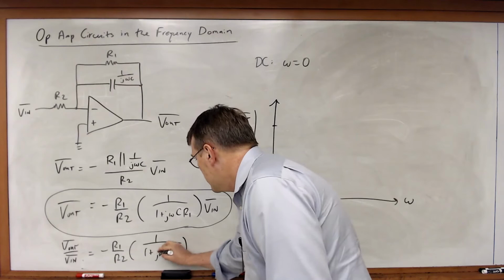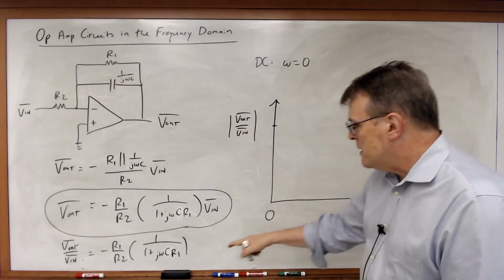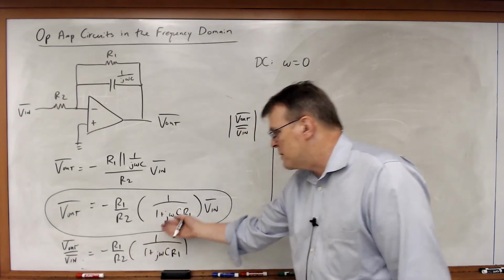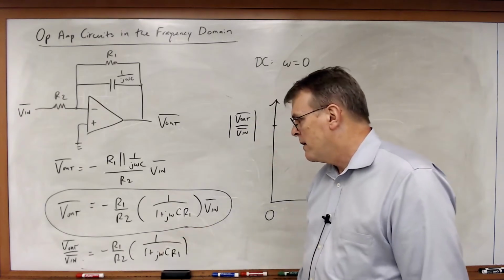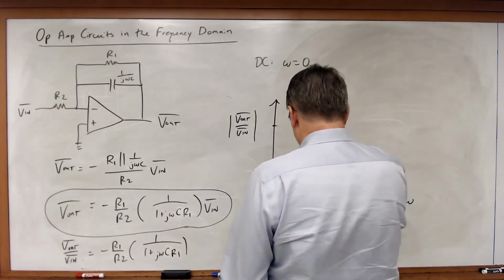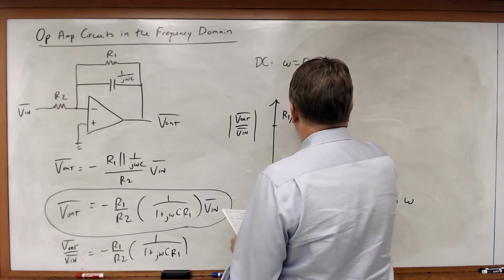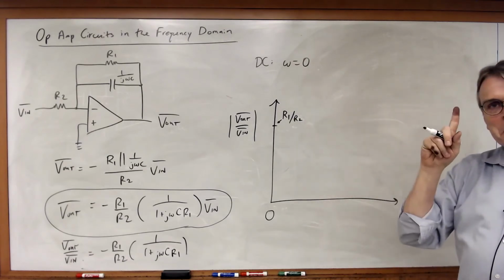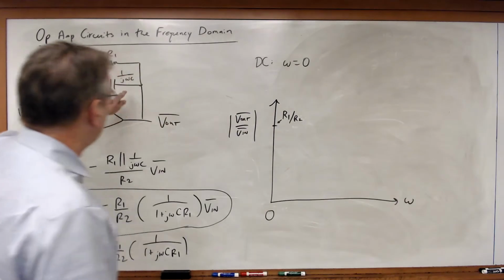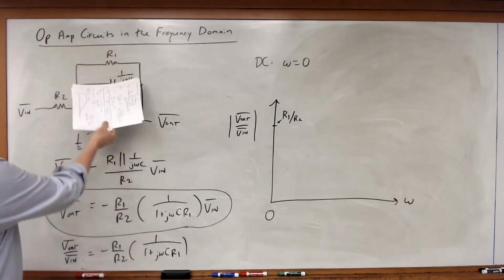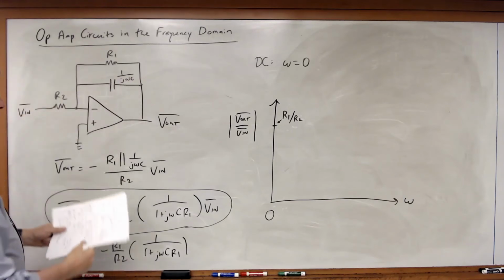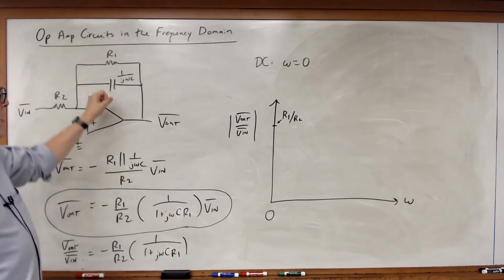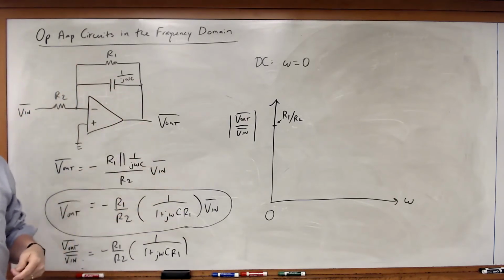Looking at this, if omega is equal to 0, that term is equal to 0, so we just get R1 over R2, since it's 1 divided by 1. So down here at DC, the value is just R1 over R2. When omega is equal to 0, this capacitor becomes an open circuit. What do we have? R1 over R2. That's the magnitude. It's just an inverting amplifier. At DC, the capacitor becomes an open circuit, and we've already seen that circuit before.